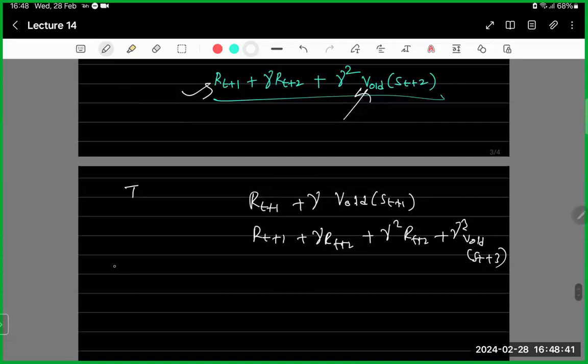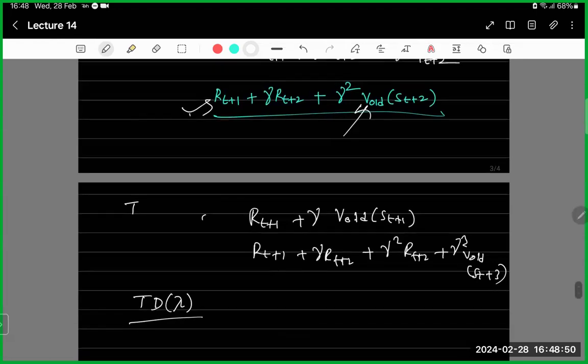So one such algorithm is called TD lambda. Okay? Where lambda is telling you how much weight you should give to each of these samples. Okay? So you have technically infinite possibilities, right? n equal to 1, n equal to 2, n equal to 3, and so on. So now you want to give some weight for each of these. For this, you have to give some weight.